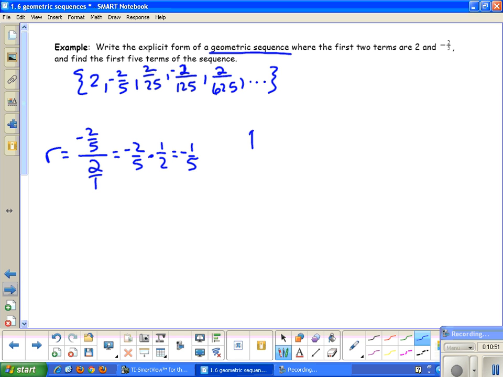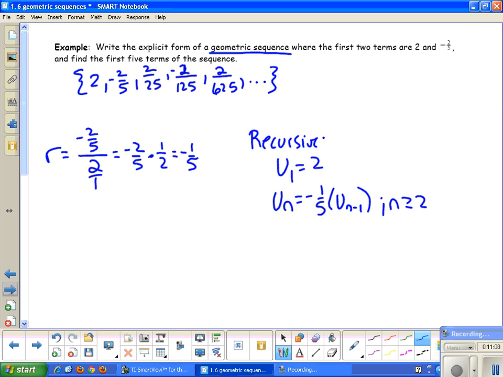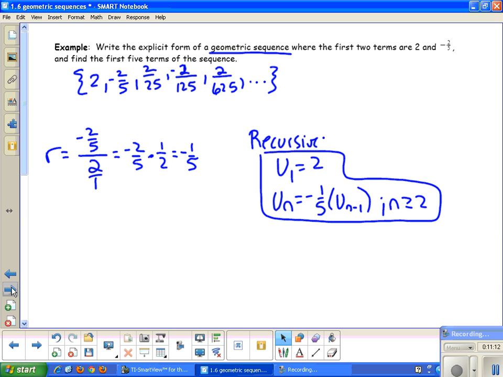And I can write my formulas. So recursive form, the first term is equal to 2. The formula for the nth term is equal to my common ratio, negative 1/5, times the previous term. That's how we found each term in the sequence, for values of n greater than or equal to 2. So that's how I found the terms. And then an explicit form.